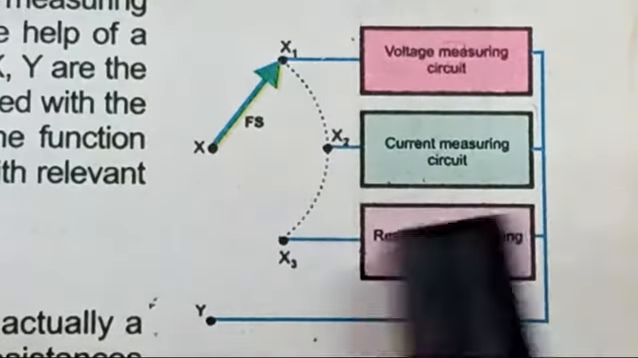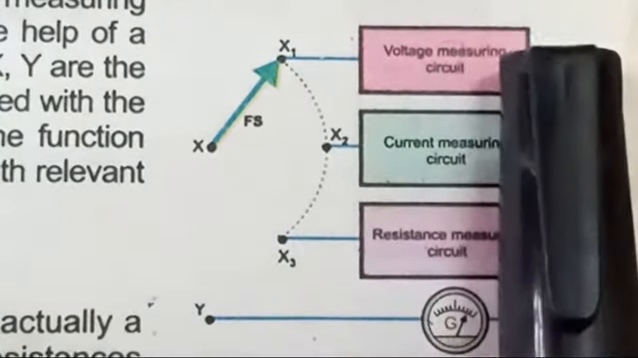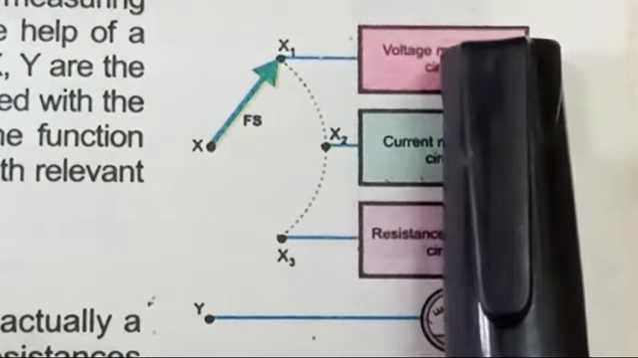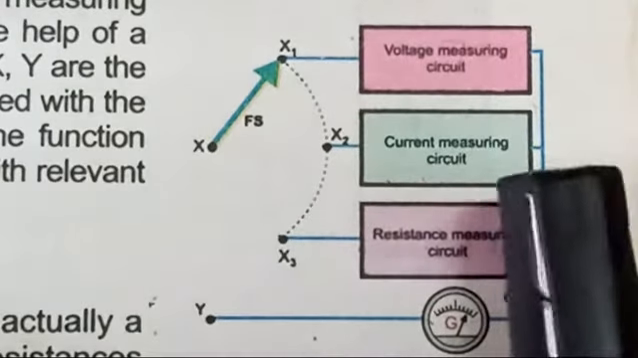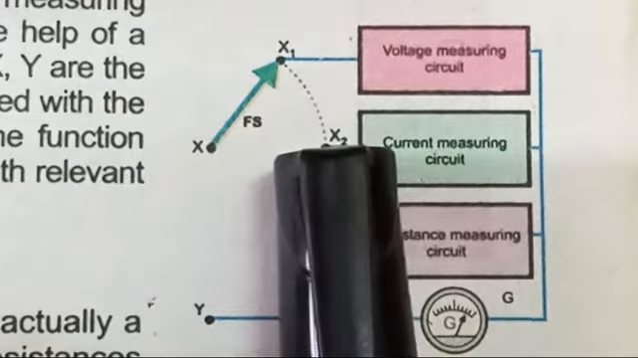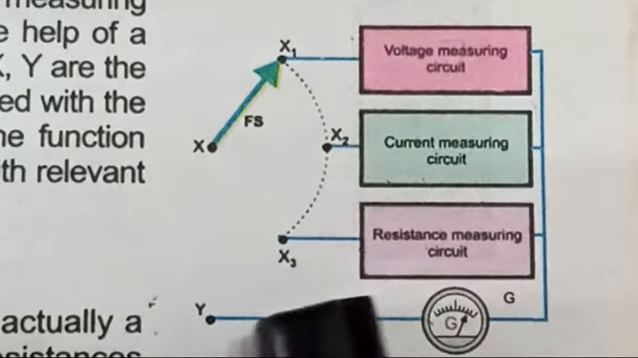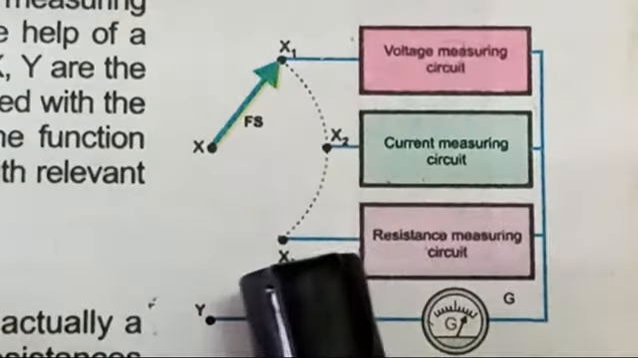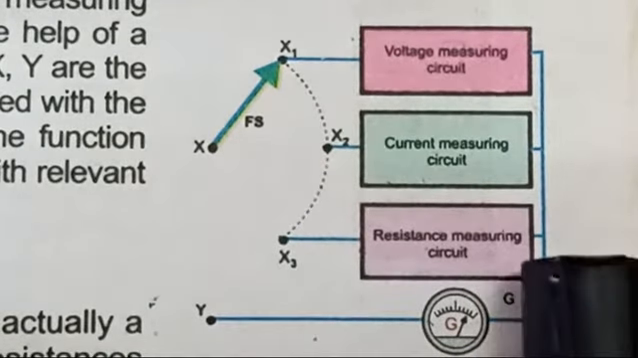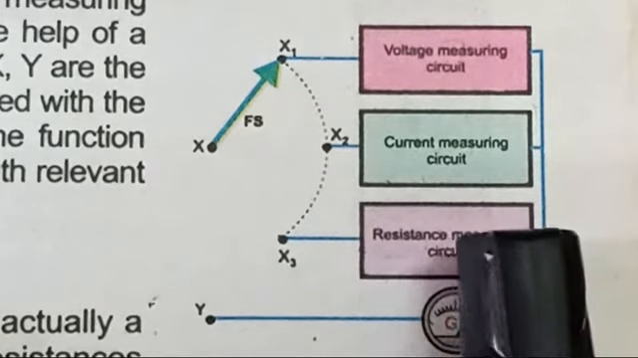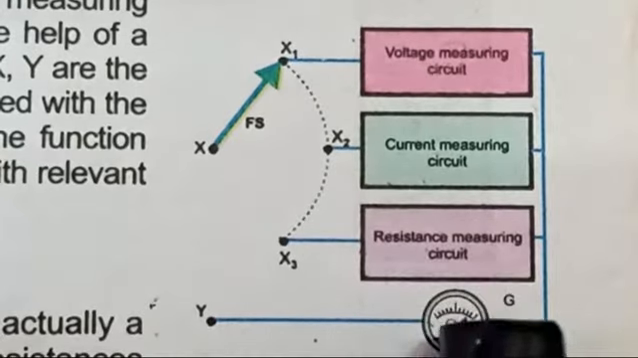For example, if we are going to calculate potential difference, then this X is connected with this voltage measuring circuit and this Y is also connected with this voltage measuring circuit. And if we are interested to calculate current in ampere, then this X is connected with this X2, and the same case is here with Y. And if we are interested to calculate resistance in ohm, then this X is connected with this X3 and the Y is connected with this resistance measuring circuit. And there is a galvanometer present here.